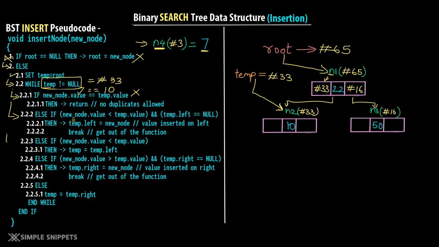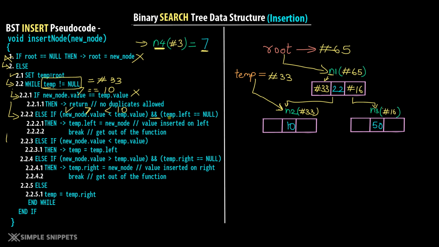Over here the condition is checked. New node.value, it is 7. The new node that we want to insert is n4 whose value is 7. Is 7 less than temp.value? Temp is pointing to n2 whose value is 10. So is 7 less than 10? Yes. So this condition becomes true.